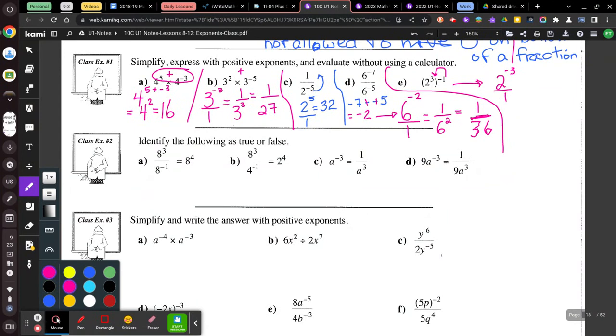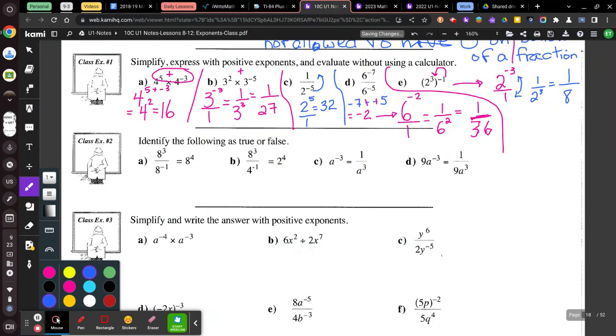And now you've got to flip it to make it positive. So this is now going to flip upside down. And it's going to become 1 over 2 exponent 3. And 2 cubed becomes 8. So I get 1 over 8.